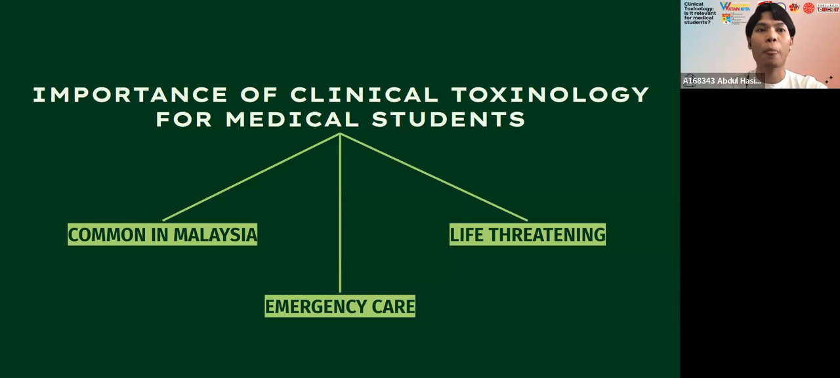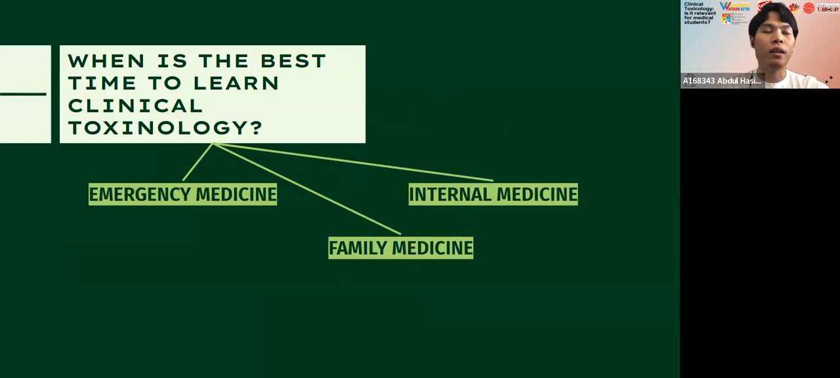So when is the best time to learn clinical toxinology? There are three major departments that deal with emergency care, especially in toxinology. For example, emergency medicine, where patients come in an emergency condition. Also family medicine, where the general practitioner will see the patient in the first place. And also internal medicine, where patients will be referred after stabilization in the ED, for continuation of care in internal medicine. So I have a few questions that I would like to ask the doctors and professors.